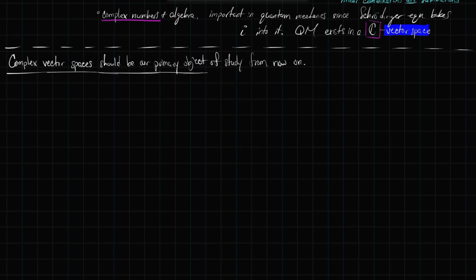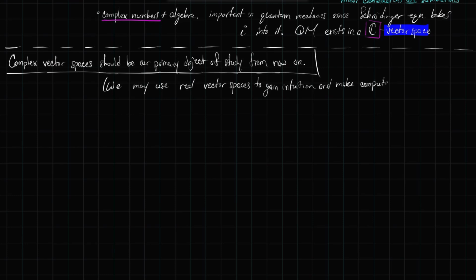Now with that said, I will resort to real vector spaces periodically, just because computations get easier. So we may use real vector spaces to gain intuition and make computations easier. But really our primary point of study this semester is the complex vector space. Real vector spaces will show up basically the whole time, but we want to be able to apply everything we learn about real vector spaces to complex vector spaces as well. So let's get into these worked examples for vector spaces.